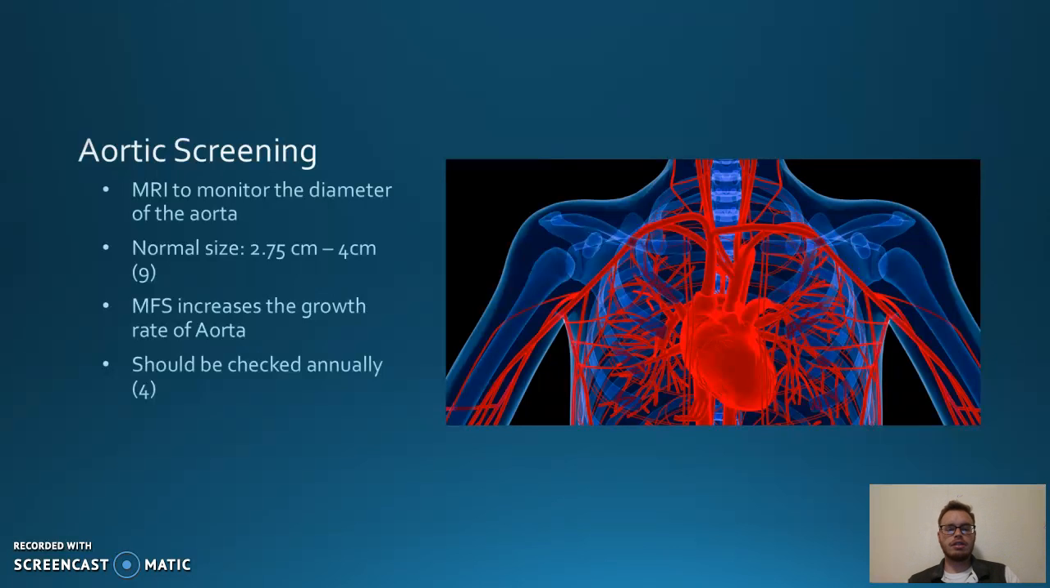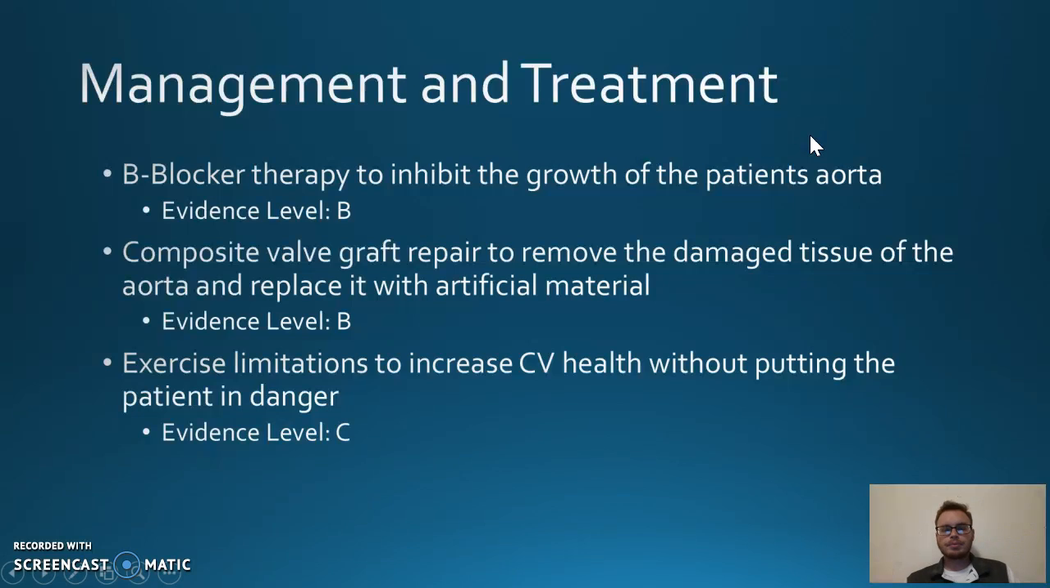After seeing a doctor, I would check regularly to make sure that there are no complications, or if your aorta gets to the size of 4.25 to 5 centimeters, which is a high risk for aortic complication. Next, for my management, I have them taking beta blockers to stop growth, going to a surgical procedure to put in artificial material for their aorta, and then just limiting their exercise.